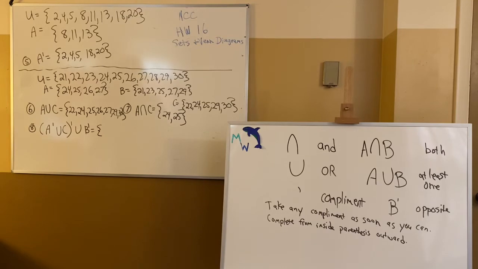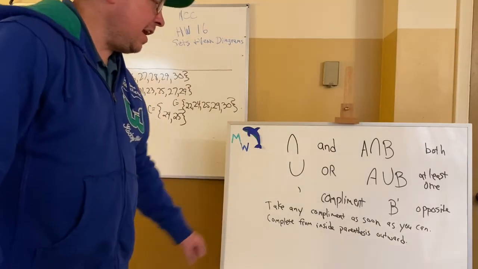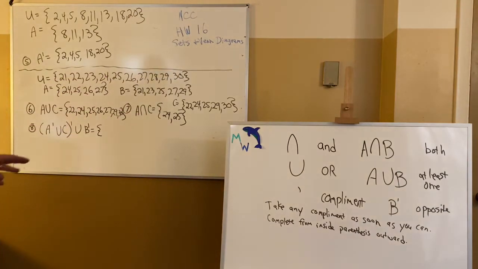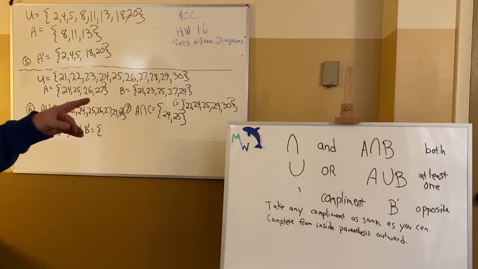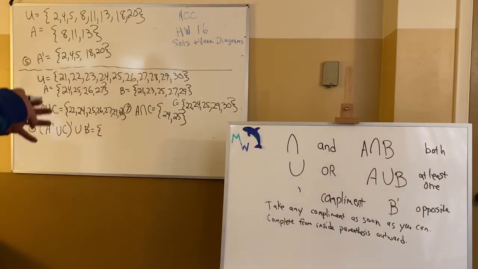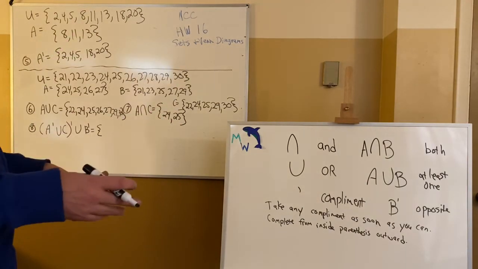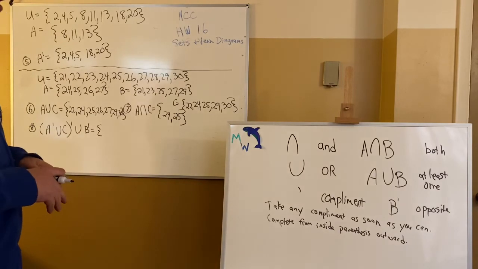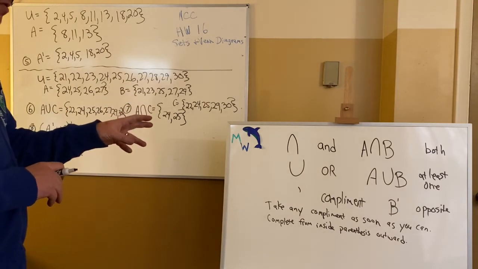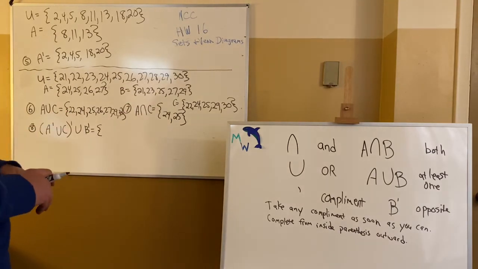And now we've got work ahead of us. This is going to follow the concepts of take any complement as soon as you can, just like we did with the negation. When you have a single value that you can take the negation of, which is now a set of values, we can negate it in the truth tables. We can take the complement as soon as we've got a single set to do that with, and complete from the inside parentheses outward.